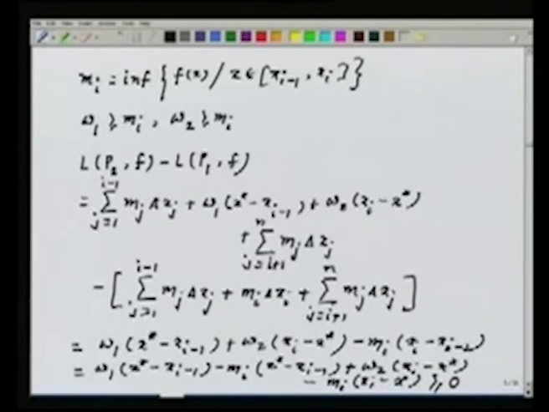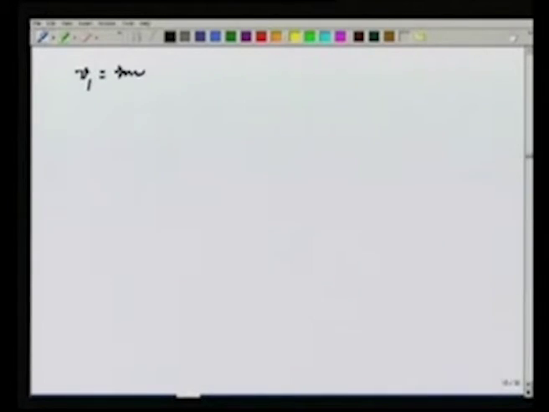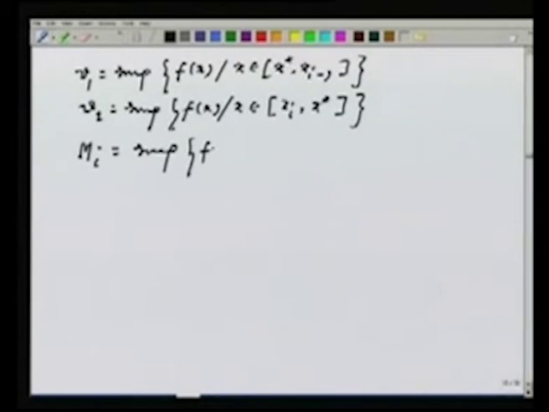Now if I look at the UPF, what do you think will happen? The only difference is observed in the following relation, that if I define V1 to be equal to the supremum of f(x) when x belongs to [x star, xi minus 1], and V2 equals the supremum of f(x) when x belongs to [xi, x star], and I define capital Mi equal to the supremum of f(x) when x belongs to [xi minus 1, xi].